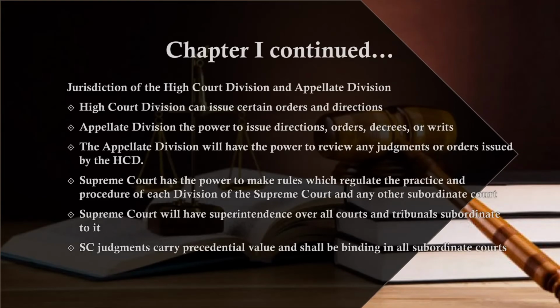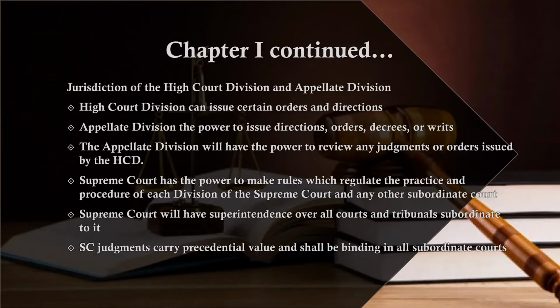Chapter 1 of Part 6 determines the jurisdiction of the High Court Division and Appellate Division. It grants the High Court Division the authority to issue certain orders and directions. It also grants the Appellate Division the power to issue directions, orders, decrees, or writs. The Appellate Division will have the power to review any judgments or orders issued by it.